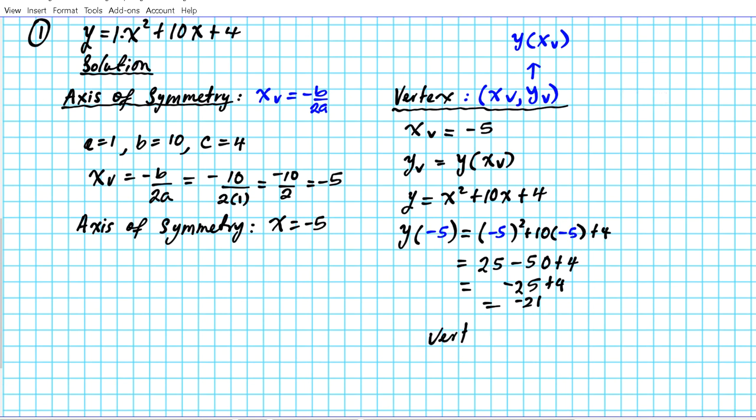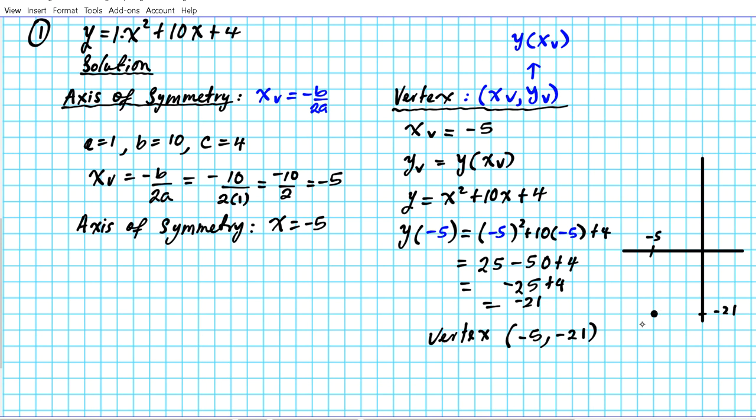Our vertex is the x coordinate, negative 5, and the y coordinate, negative 21. Okay? All right, so let's go ahead and sketch what the graph is looking like. So we have the vertex. We notice that they're both negative, right? So it's going to be in the third quadrant. So somewhere here we have negative 5. Let's just call this negative 5 on the x, and then we can call this negative 21. So this point right here, negative 5, negative 21 is the vertex.